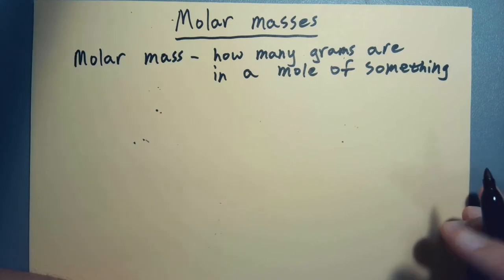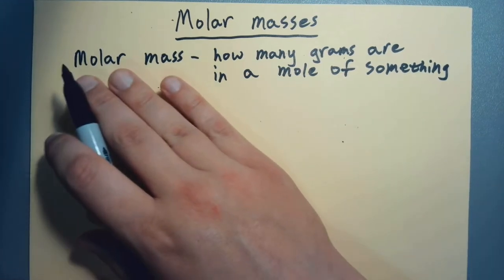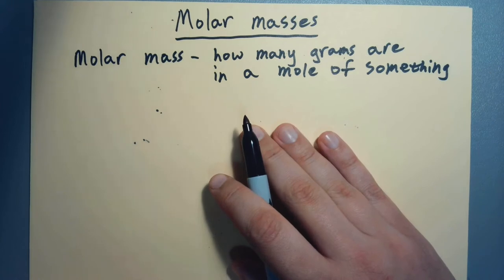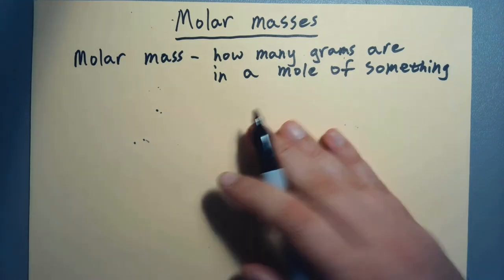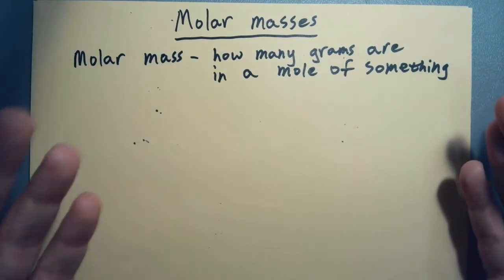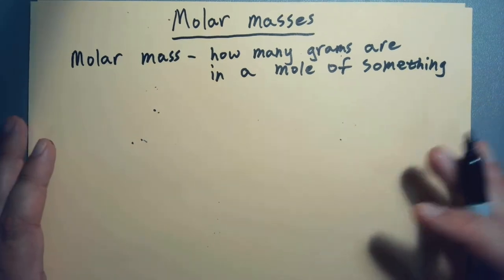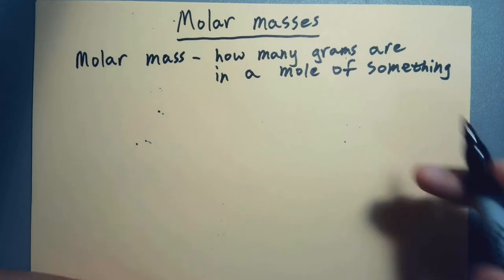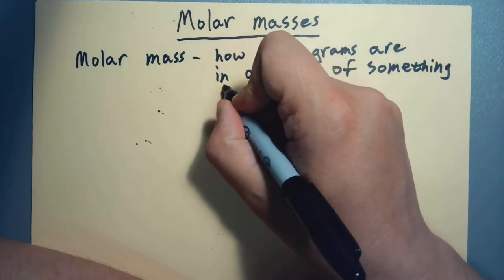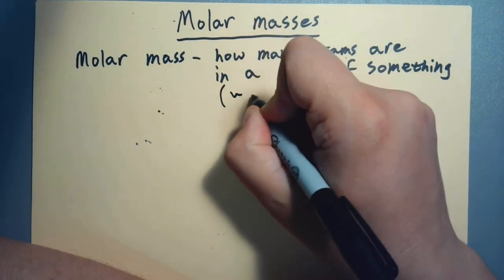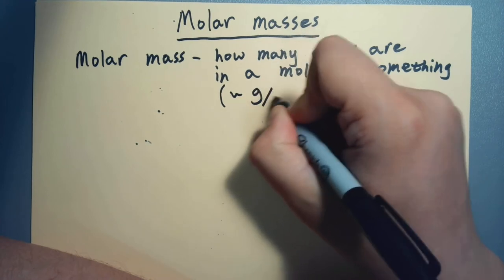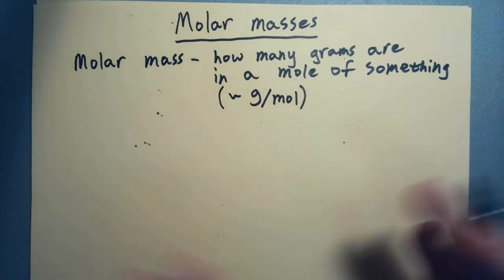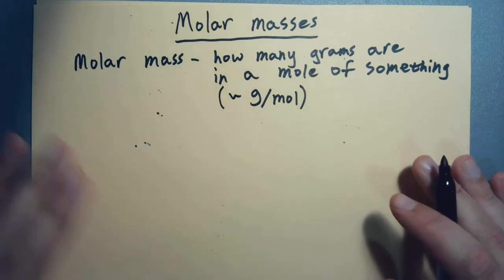So, we're going to talk about how to find the molar mass of an element. Then we'll talk about how to find the molar mass of different compounds, ionic, covalent, whatever they are. In the next video, we'll use it for some math conversion stuff. So, molar mass, what else can I say about it? It's always going to have units of grams per mole. However many grams are in a mole, that's what we're writing.